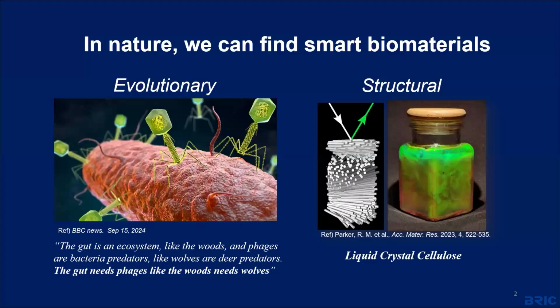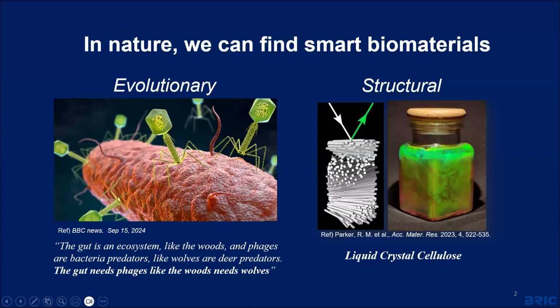So let's start. In nature, we can find a lot of smart biomaterials. Some of them are evolutionary. For example, bacteriophage can modify their structure and attack different and new bacteria. So they are an excellent tool to prevent and treat bacterial infections. Some of them are structural.